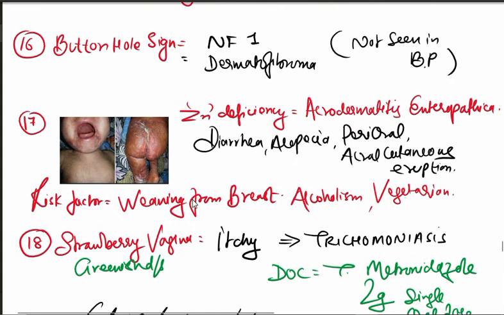Next one is the buttonhole sign, where it can be seen in NF1, neurofibromatosis 1, and dermatofibroma, but it is not seen in bullous pemphigoid.